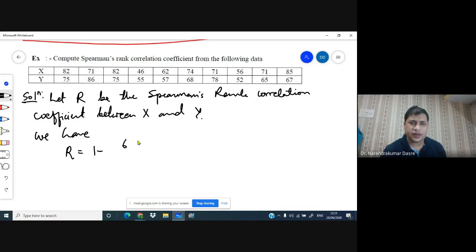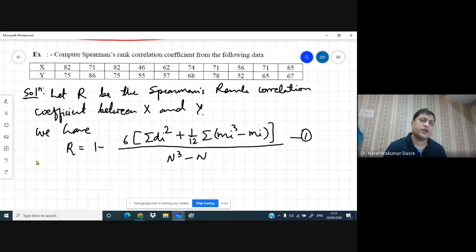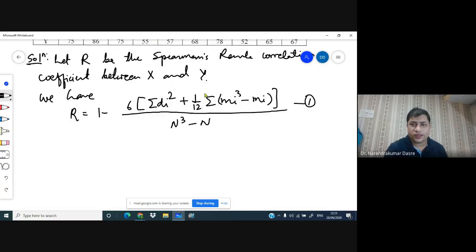it will be 1 minus 6 times summation di square plus 1 by 12 summation mi cube minus mi, and here we have the denominator n cube minus n. Okay, so let this be equation 1. And now we have to write what these terms mean. Where di is equal to the difference between the ranks.